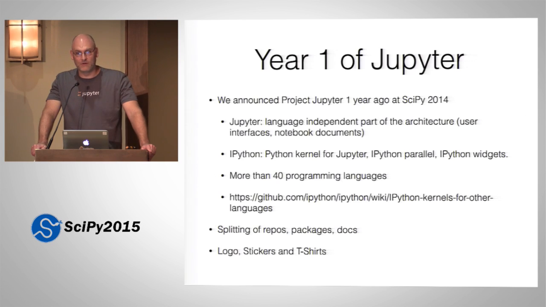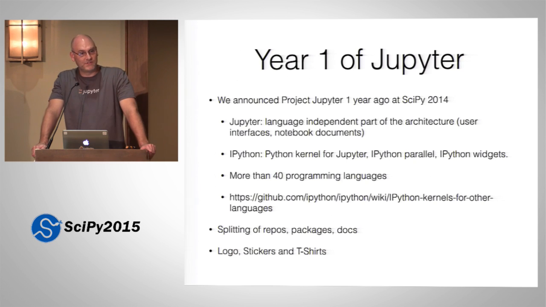This is the user interfaces, the console, the notebook, the Qt console, as well as the infrastructure for notebook documents. IPython remains as the Python kernel for Project Jupyter, as well as IPython Parallel and the Python implementation of the Jupyter widgets. Today, Project Jupyter supports over 40 programming languages. We're absolutely thrilled about the adoption that's happened over the last year. Yes, I guess this does mean that some people occasionally write code in languages other than Python.